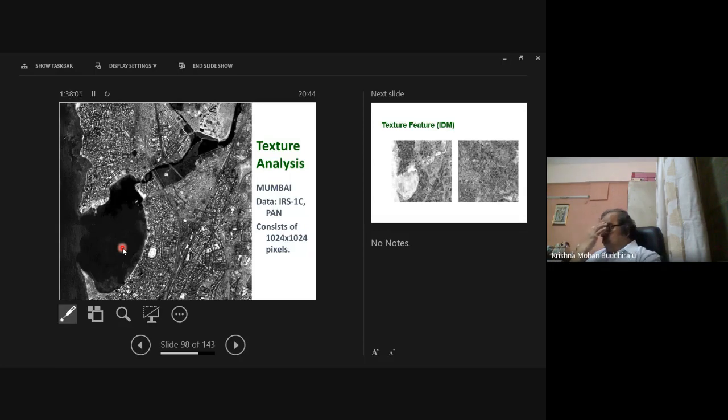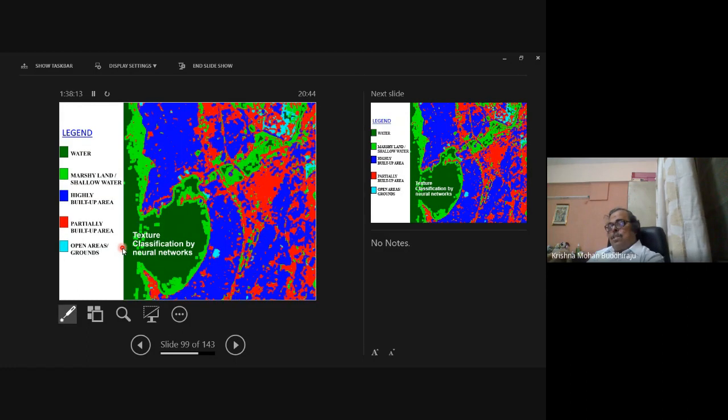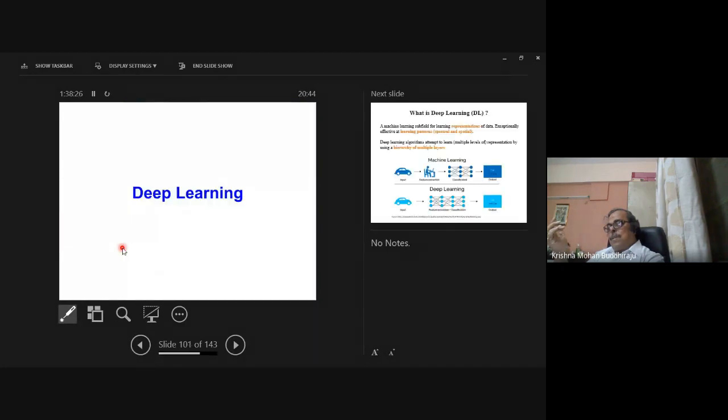If you don't have enough features, you can derive more features from the data itself and then carry out the classification. In this example, I've used texture features. I added them to the input image and then used a neural network for classification.